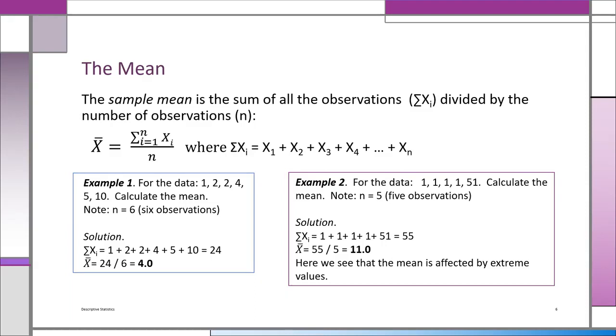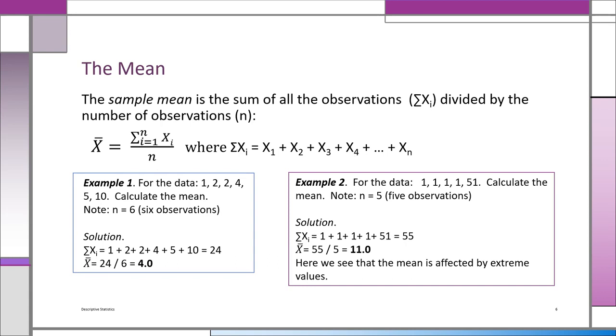Okay, the first example, you've got 1, 2, 2, 4, 5, 10, and you're asked to calculate the sample mean. n is 6, there are 6 observations, and you sum up the numbers. This is a row of numbers. We sum up the row, we get 24 is the sum. 24 over 6 is 4.0. That's the sample mean.